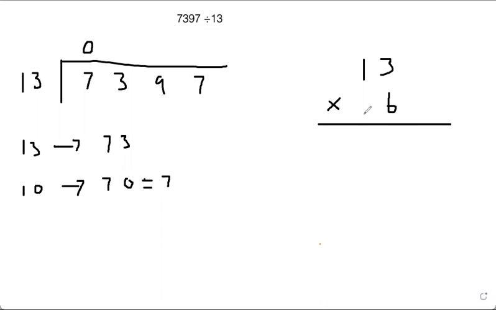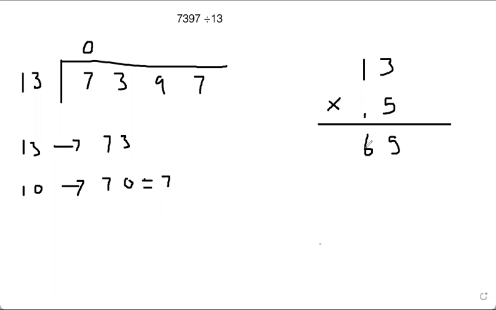Let's try 13 times 6. 3 times 6 is 18. 6 plus 1 is 7. Add 1 more is 8. Again, too much, which is completely fine. All we have to do is just go back another one to 5 this time. 13 times 5? 5 times 3 is 15. 1 times 5 is 5. Add 1 more is 6.